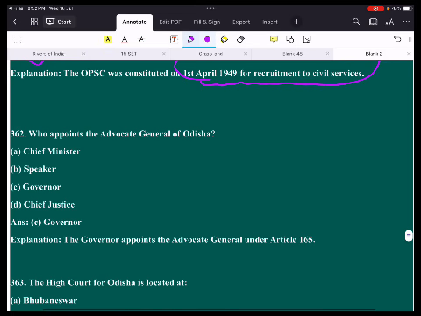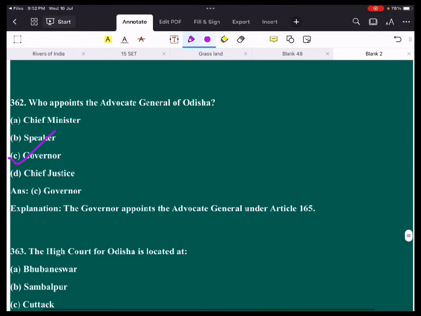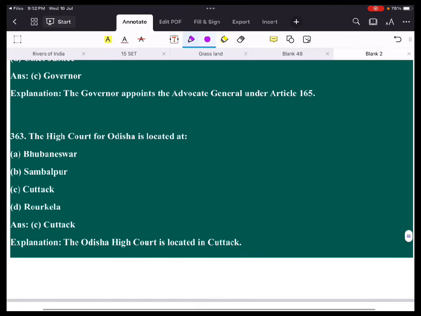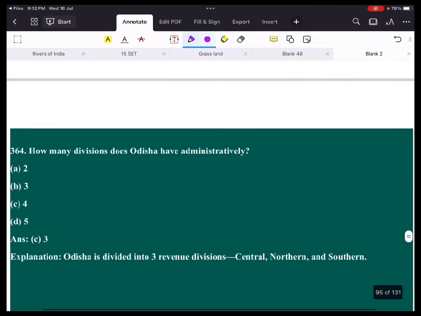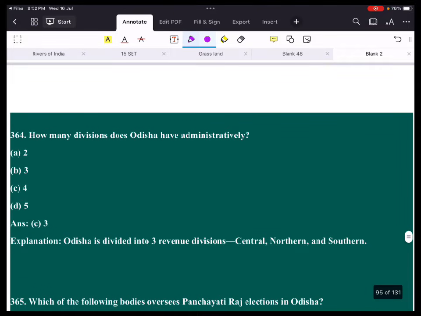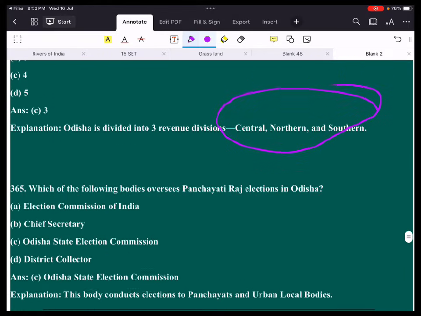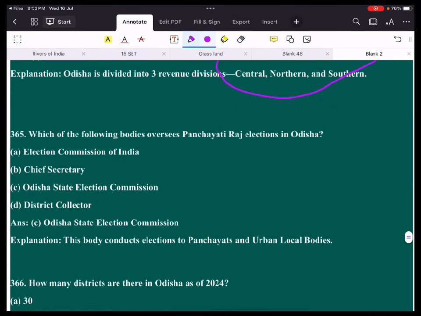Who appoints the Advocate General of Odisha? That is option C, Governor. The High Court for Odisha is located at Cuttack, option C. How many divisions does Odisha have administratively? That is 3 divisions: central, northern and southern. Which of the following bodies oversees Panchayati Raj elections in Odisha? That is the Odisha State Election Commission, option C.